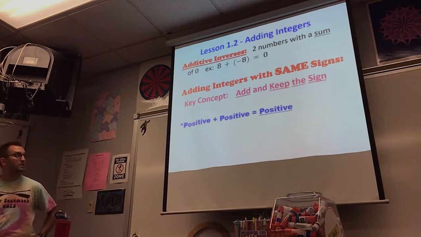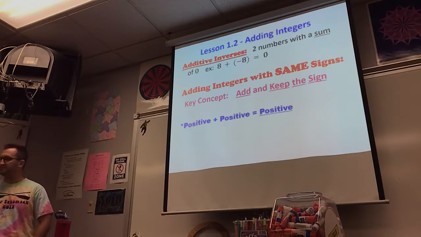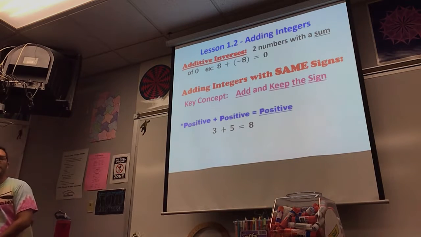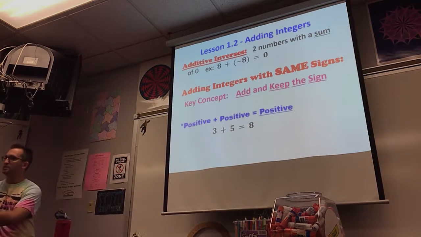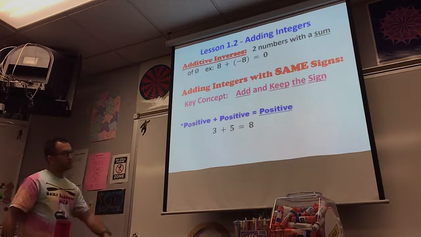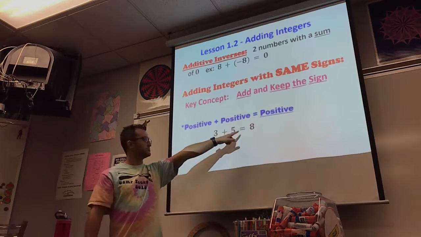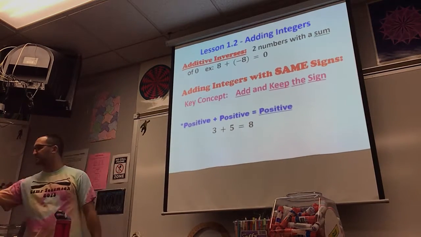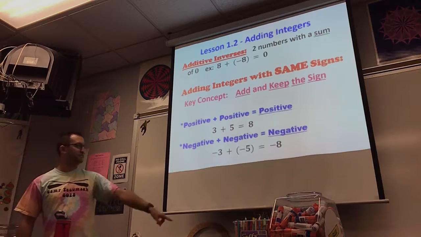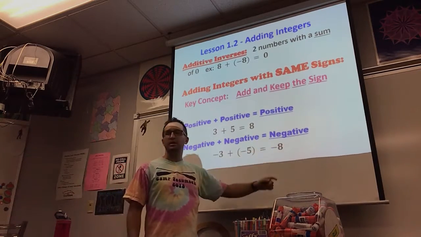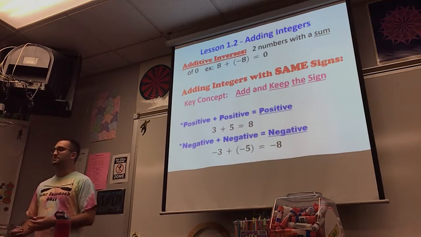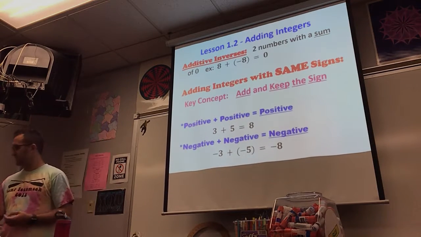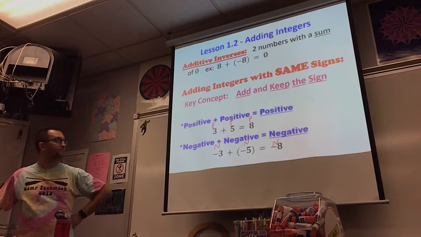So, to finish this up, positive plus positive is positive. You don't need to write this example down because this is a kindergarten example, right? 3 plus 5 equals 8. That's easy peasy, lemon squeezy. When you add the two together, do you keep the sign? Yes, they're both positive, so the answer's positive. These are both negative, so you make it negative. You add and keep the sign if they have the same sign. Okay? If they have the same sign, you add and keep the sign.